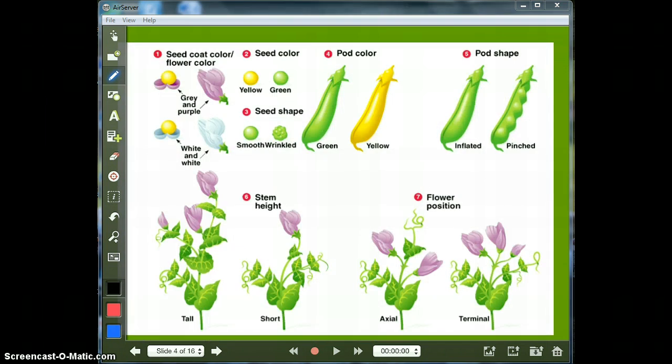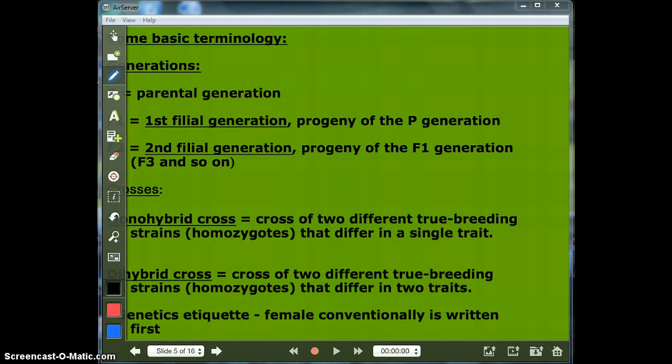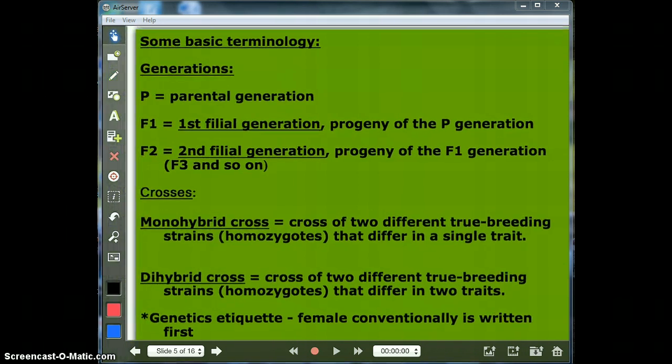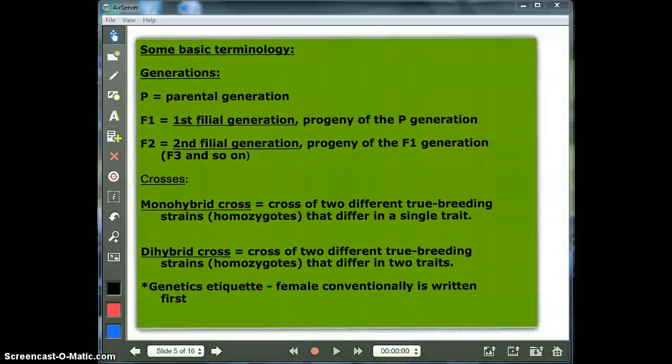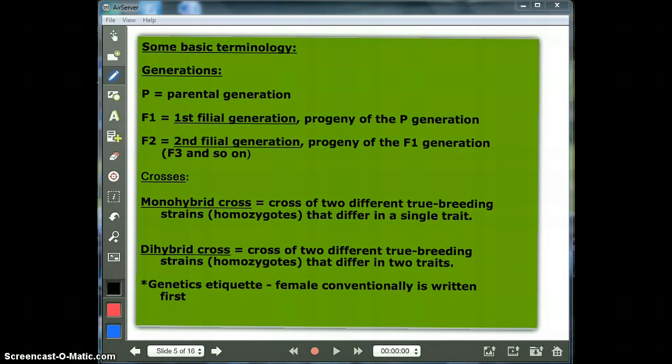Okay? Moving on to the next slide. This is a whole bunch of different phenotypes that he was looking at. Number 1, seed coat versus flower coat. 2, seed color. 3, seed shape, smooth or wrinkled seeds. Pod color, yellow or green, inflated or pinched. Certain locations, if it's tall or short, and where the flowers are, at the very beginning or at the end of the plant. Now he started to look at certain structures or components. Let's shrink that and see the whole thing in comparison.